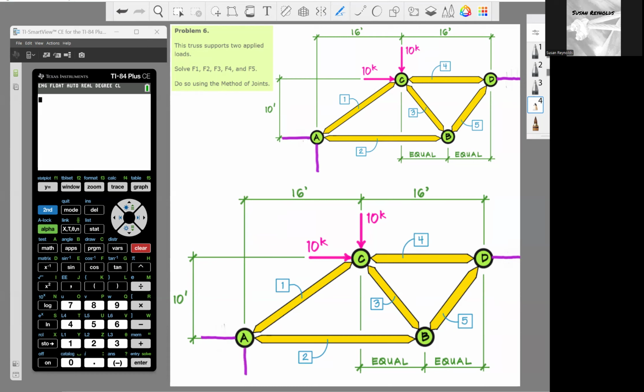And at this point, I usually start with global equilibrium because a lot of times you can solve some things pretty quickly there. And I only have one vertical unknown reaction. So it needs to balance out that load. So I can solve right off the bat that A sub Y matches the 10 kip force there. And as before, just all kips. And then I can just work with numbers on my diagram down below.